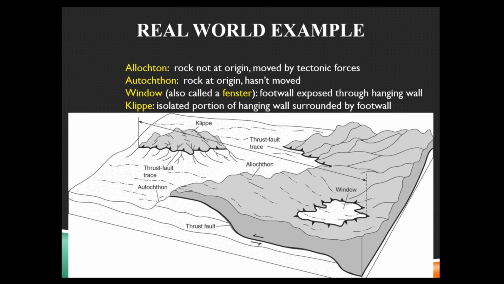On the other hand, sometimes some of that hanging wall gets all the rock around it eroded, but it sticks around. So you have a piece of that hanging wall that's not touching any other hanging wall. It didn't slide further away. It wasn't moving fast enough to do something like that. It was part of it, then the erosion happened, and now it's just stuck there. It's called a klippe. So it's an isolated portion of that hanging wall that's now surrounded by footwall.